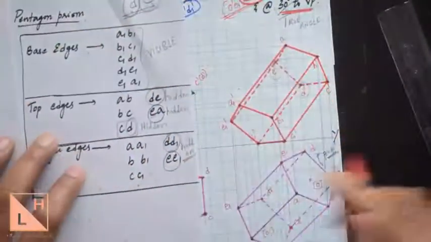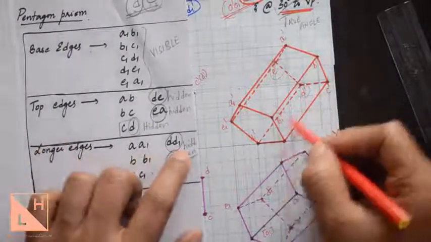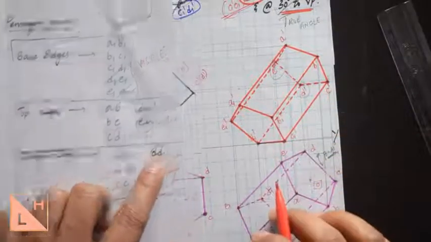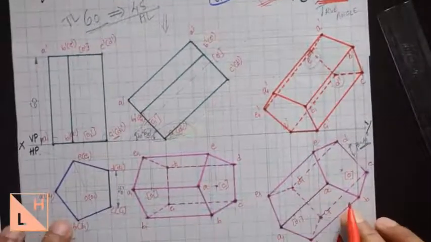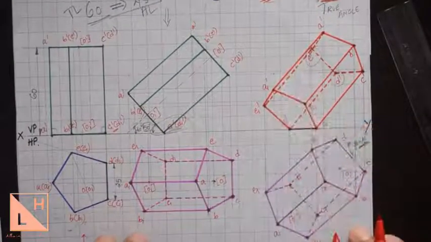Check the remaining edges continuously. CC1 is connected, DD1 is connected with a hidden edge, EE1 is connected with a hidden edge, and that will complete the problem by clearly identifying the visible and the hidden edges in the last position.